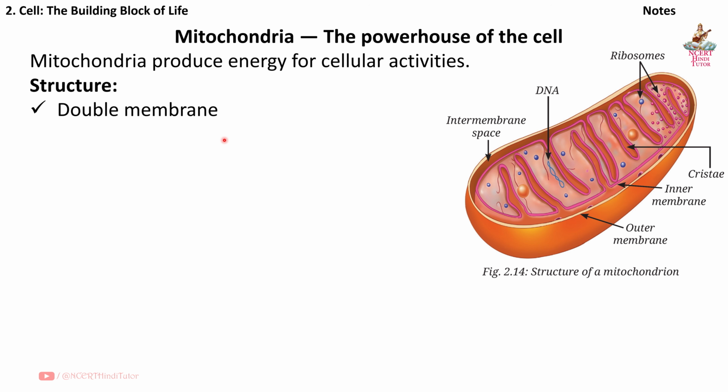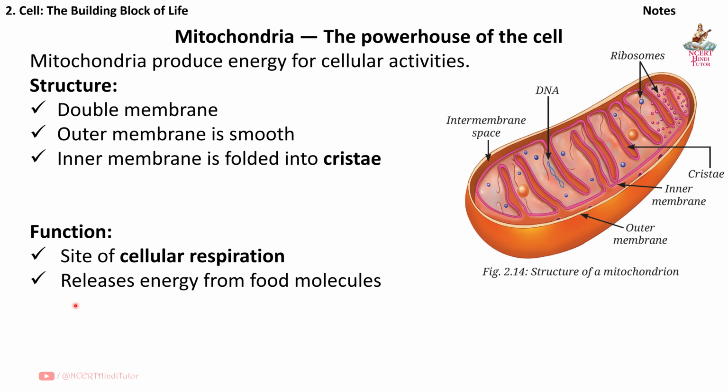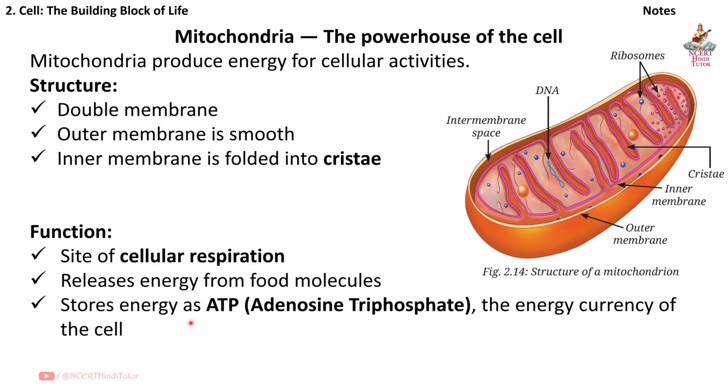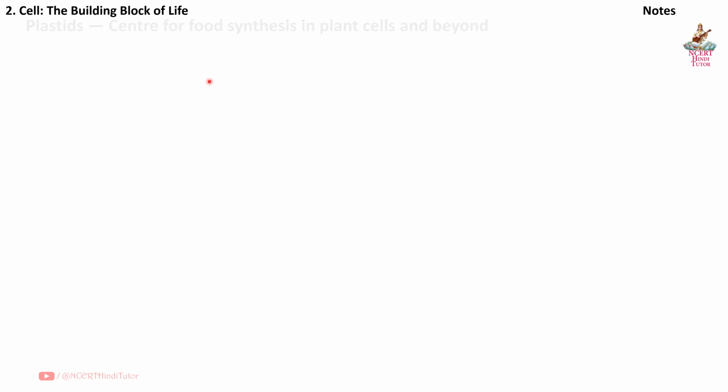Structure: double membrane. Outer membrane is smooth. Inner membrane is folded into cristae like this. Function: site of cellular respiration, releases energy from food molecules, stores energy as ATP, adenosine triphosphate, the energy currency of the cell. Special feature: mitochondria have their own DNA and ribosomes, suggesting an evolutionary link with bacteria.